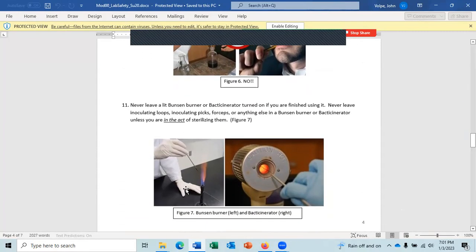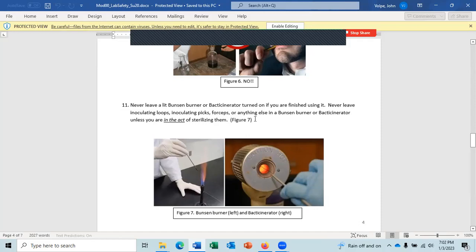We don't use a flame, but we use a bacti-incinerator. That's a loop there. And what you do is you put the metal portion of the loop, the wire portion, inside the bacti-incinerator, and you see how that's red hot, and then you sterilize it. You then let it cool before you pick up the bacteria on the loop. And then you put the bacteria where you want it to be.